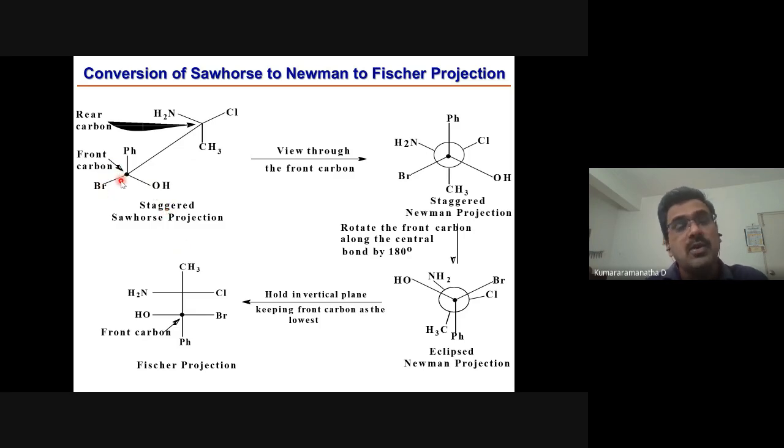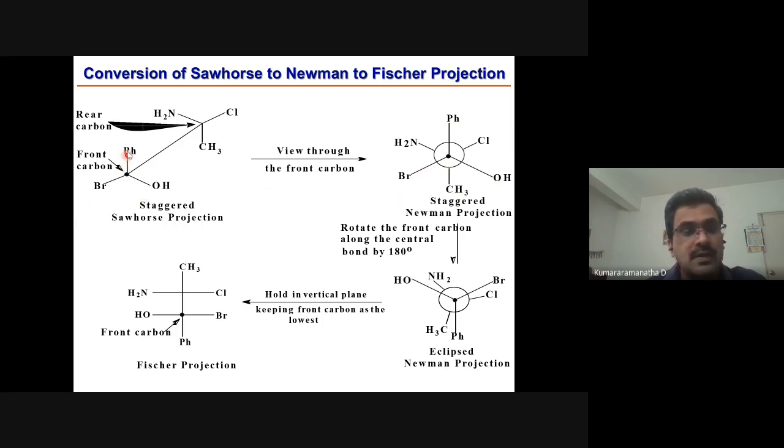So all the time look for the front carbon and rear carbon, from where we are viewing it. If you are viewing from this direction, this becomes the front carbon, this becomes the rear carbon. So identify the front and rear carbon. Then if you view from the front carbon and want to make a Newman projection, keep a dot and keep the other functional groups: phenyl, bromo, and hydroxyl group.